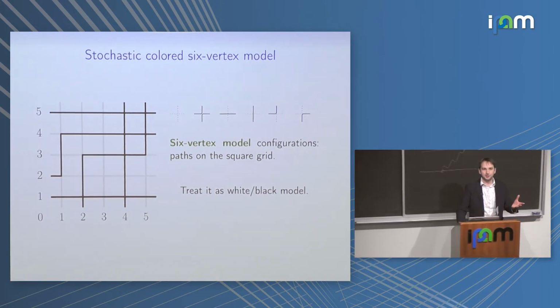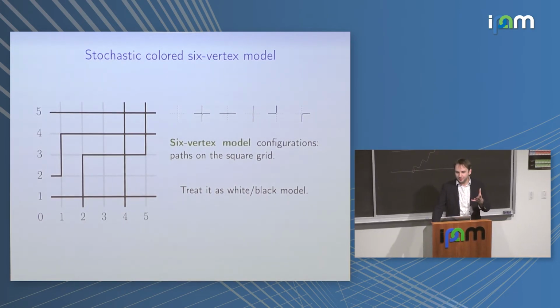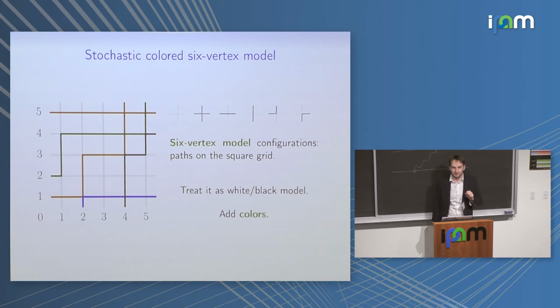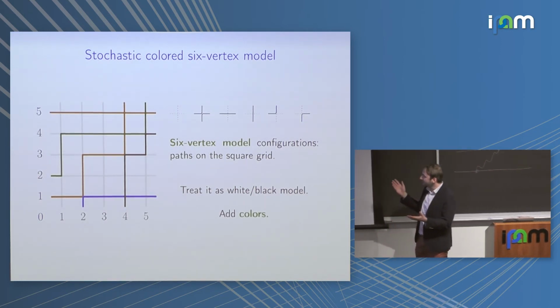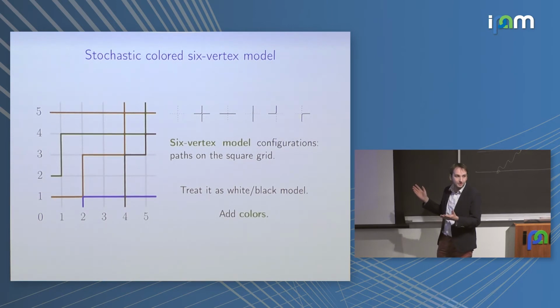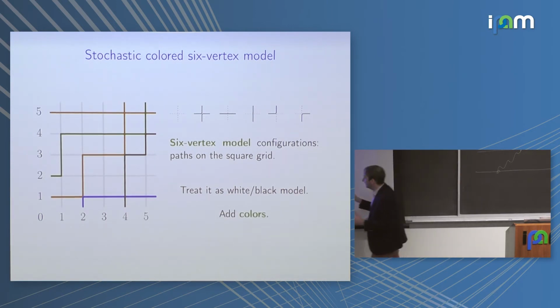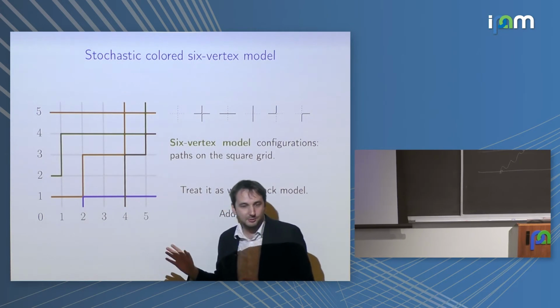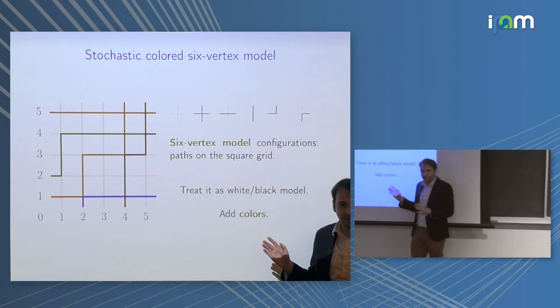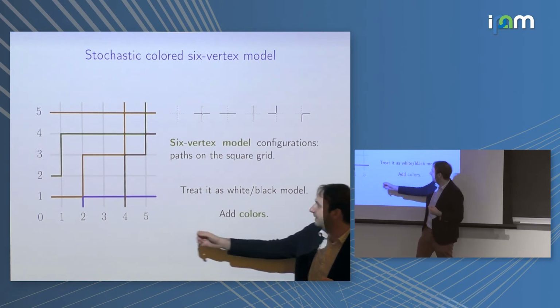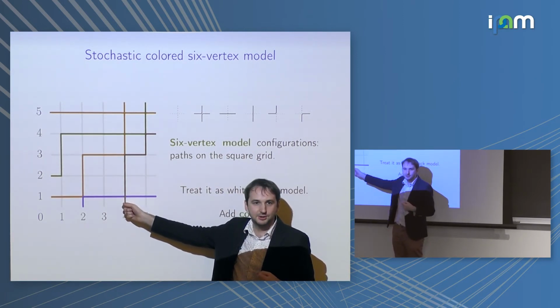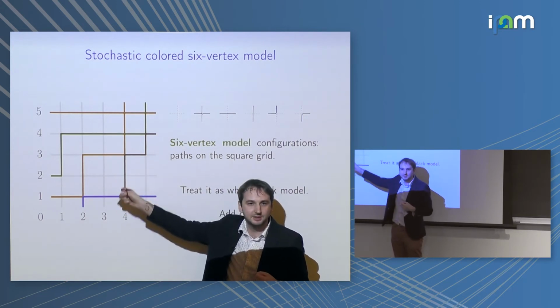So now you add colors. The only thing that you change is that instead of black and white, you now allow arbitrary colors. So that's the picture that you get here. Now that's a configuration of lines on the grid, and the lines are allowed to have different colors. I should warn you that sometimes the representation used for the six-vertex model is one in which the lines are not allowed to intersect each other. When you speak about colors, you need to allow intersection. So this blue line intersects this black one.